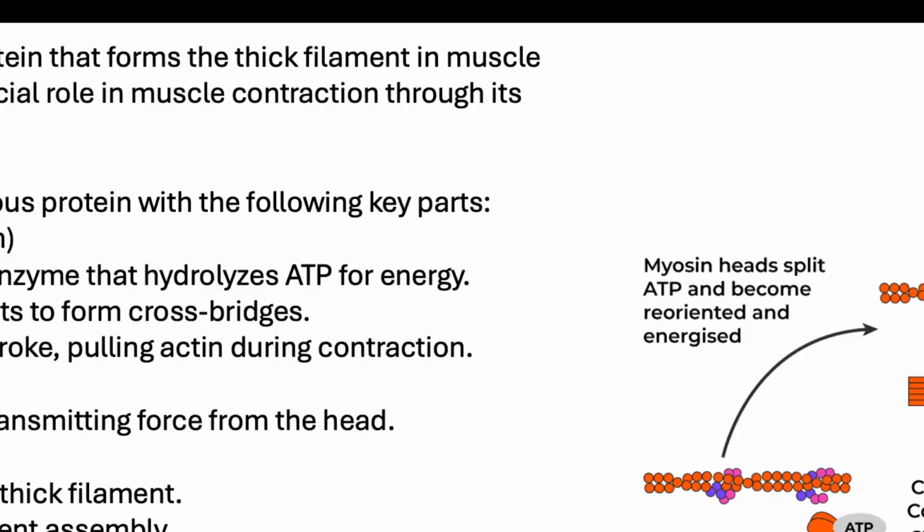Now, what is its role in muscle contraction? Myosin binds to actin, forms a cross bridge, and upon ATP hydrolysis, the myosin head pivots, pulling actin, the power stroke. Then new ATP binds, so myosin detaches, and the cycle repeats, leading to muscle contraction or sarcomere shortening.